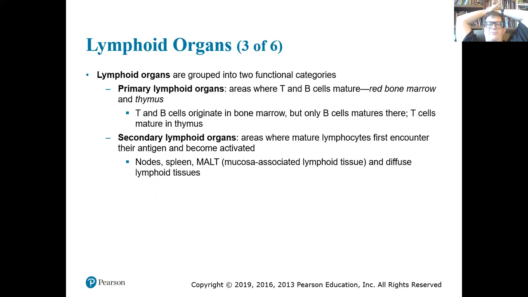The secondary lymphoid, the places where they might find an antigen that they have to learn how to fight or remember how to fight if they do already. Your lymph nodes, your spleen, mucosa associated lymphoid tissue. Remember, most organs have that diffuse lymphoid tissue.